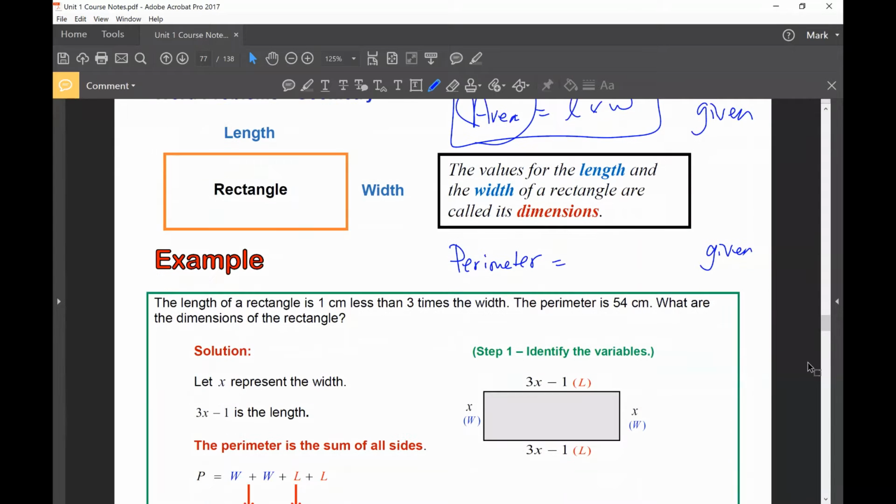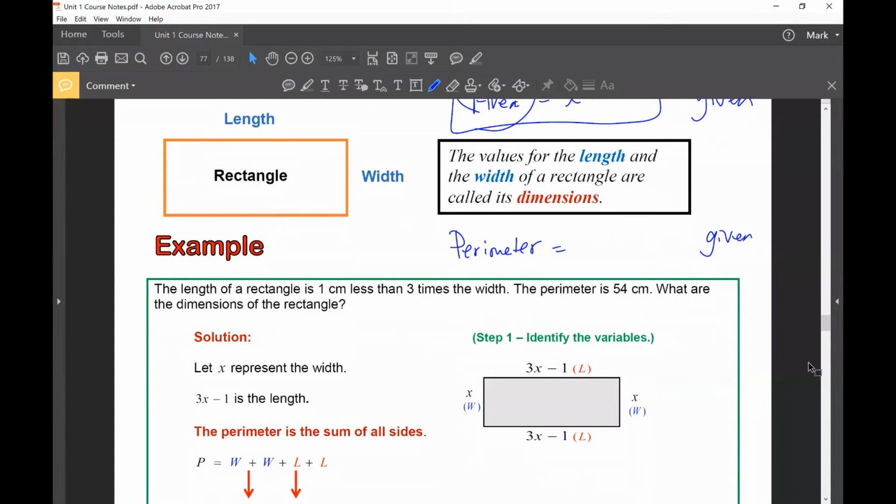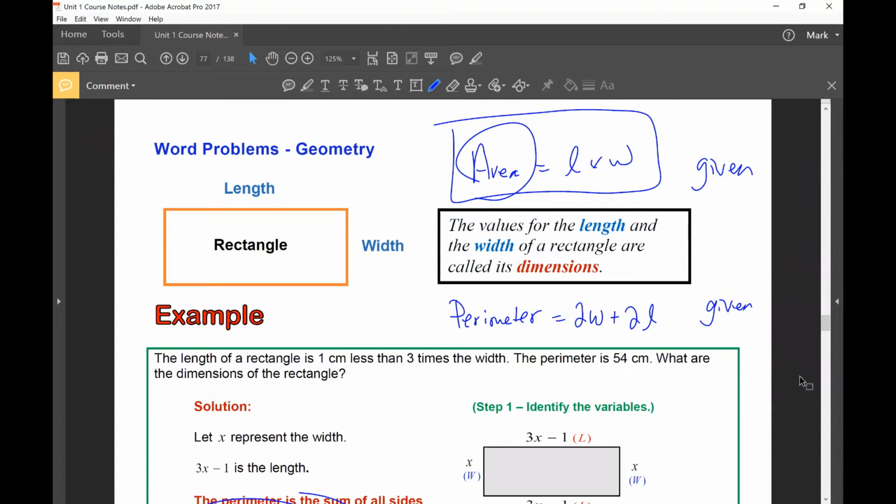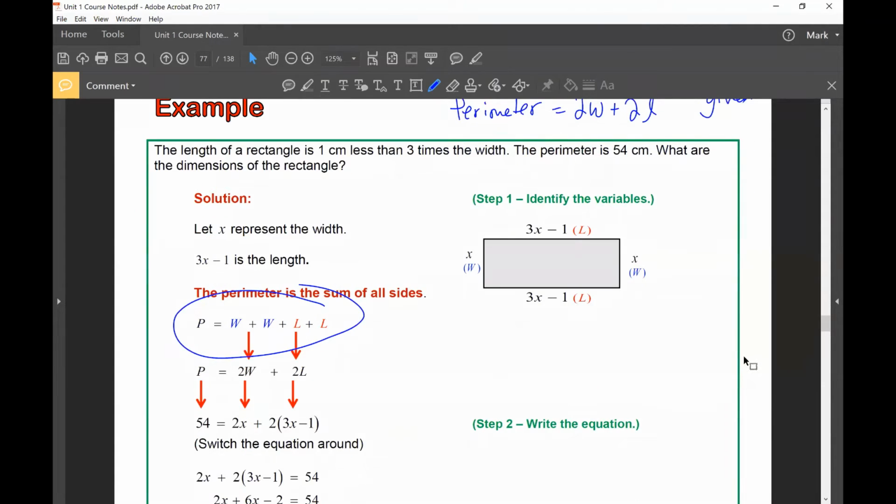The perimeter is the sum of all the sides. And you can see this right here. The perimeter would be 2 times the width plus 2 times the length. This is a pretty tricky question. Oops, let me put an L there. So these formulas would be given. You don't have to memorize area and perimeter, but this is a challenge because I need to put all of this together. So maybe I'll do one with you after this one for practice.